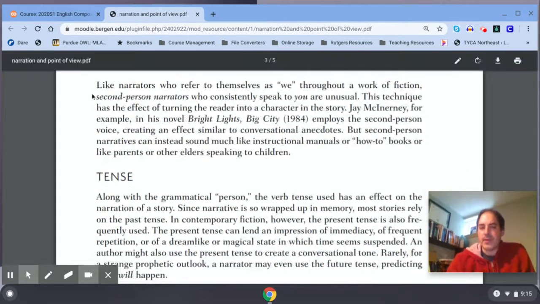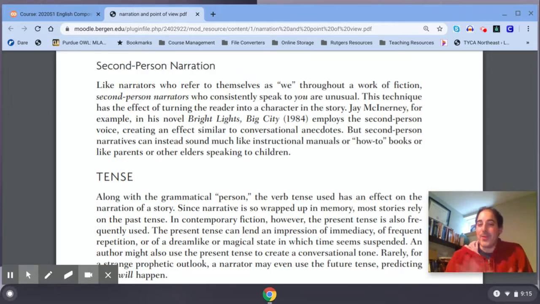So as you can see, second-person narrators who consistently speak to you are unusual, but it has the effect of turning the reader into a character in the story, basically. The one place where you kind of encounter this a lot is maybe in, well, let's see. When I was a kid, we had these choose your own adventure novels, right? They'd ask you to make choices as you were going through the book.